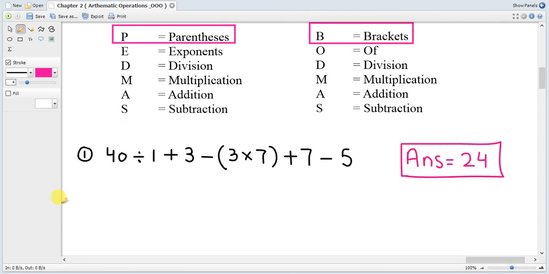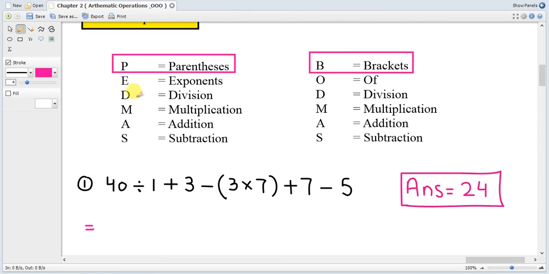So let's solve question number 1. This is 40 divided by 1 plus 3 minus bracket start 3 times 7 bracket close plus 7 minus 5. There are multiple operators in this question, so from which point should we start? PEDMAS or BODMAS tells us that we always start solving with parentheses first, so we will solve the parenthesis first.